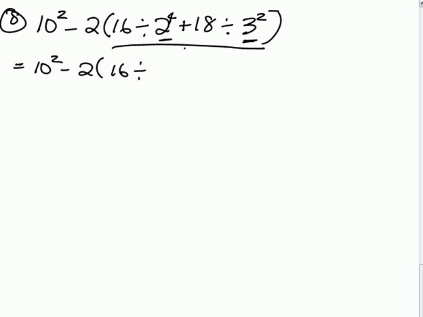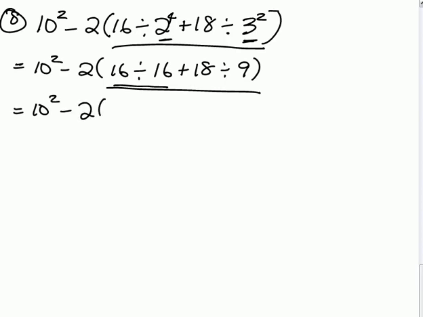16 divided by 2 to the 4th, 2 times 2 times 2 times 2, would give us 16. And 3 squared would give us 9. So we're still working inside the parentheses. What inside there gets done first? Well, the division. 10 squared minus 2. Keep those parentheses. We're only going to divide that. 16 divided by 16. I'll do that. Is 1 plus 18 divided by 9.